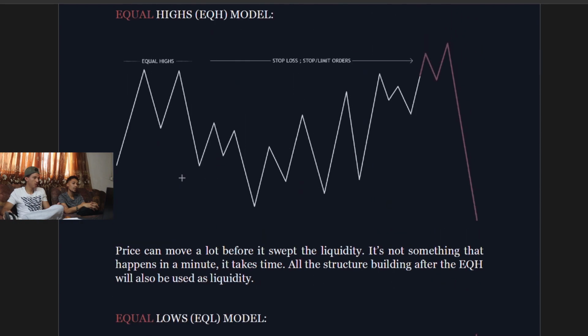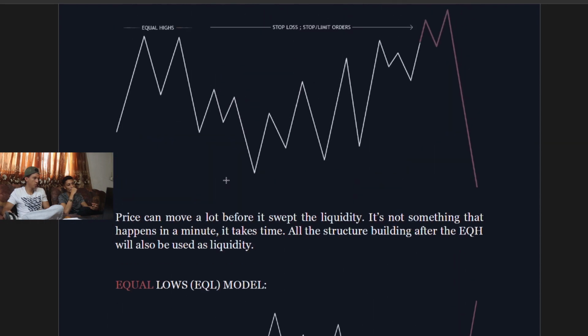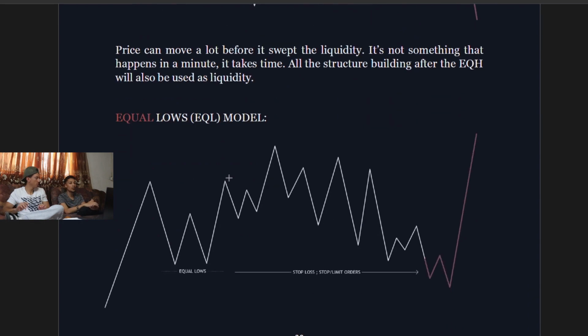As you can see here, this is basically equal high. This is the core part, I would say, for the equal high here. You can see double, and then here for the equal low is this point here. So you can see the differences between the two.